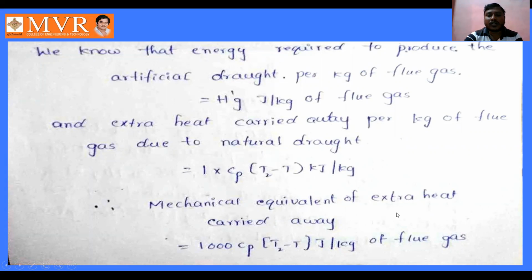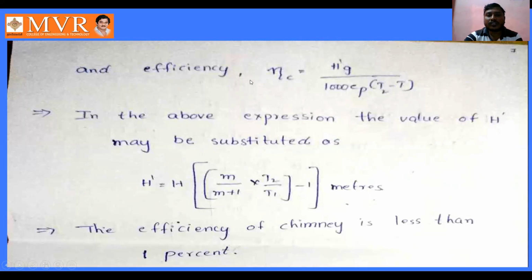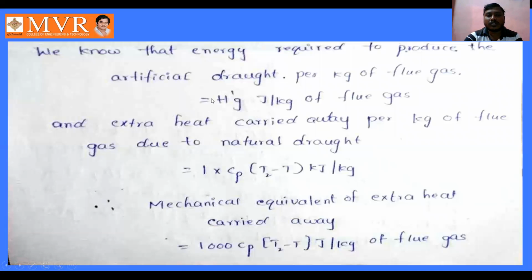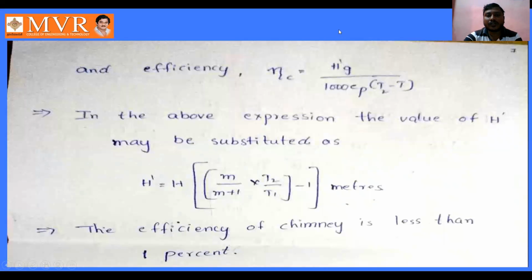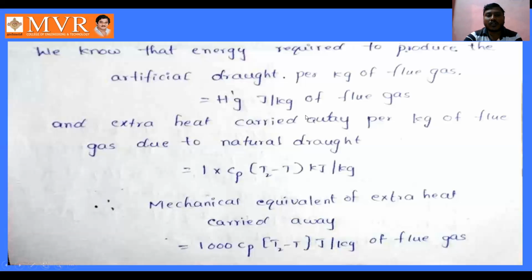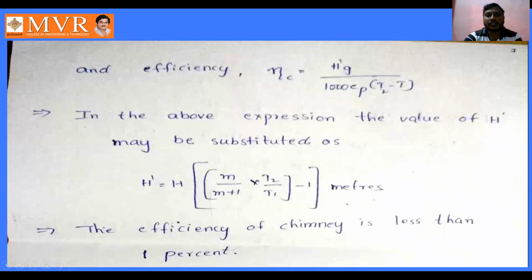Hence, the mechanical equivalent of extra heat carried away is equal to 1000 Cp into (T2 minus T1) joule per kg of flue gas. The efficiency of the chimney is equal to H dash into G, the artificial draft, by the natural draft, 1000 into Cp into (T2 minus T1). This is how we calculate the efficiency of the chimney, as the ratio of artificial draft to natural draft.